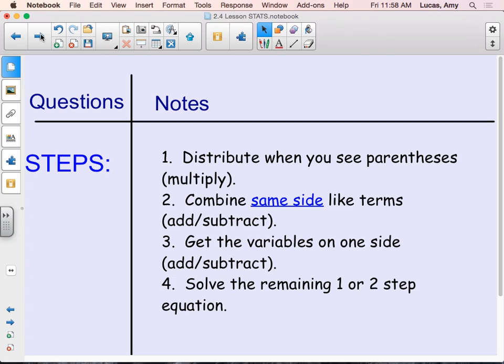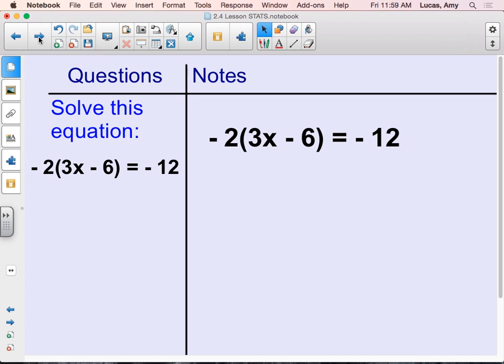Then, step 2 says, combine same side like terms. So add or subtract them if they're on the same side, depending on what signs are in front of them. Then step 3 says get the variables on one side, and step 4, solve the remaining 1 or 2 step equation. So there are a lot of steps. The important thing is to distribute first, then the rest of the steps are a little bit negotiable. So sometimes you can do them in a little bit different order and it doesn't matter, but the distributing has to happen first, okay?